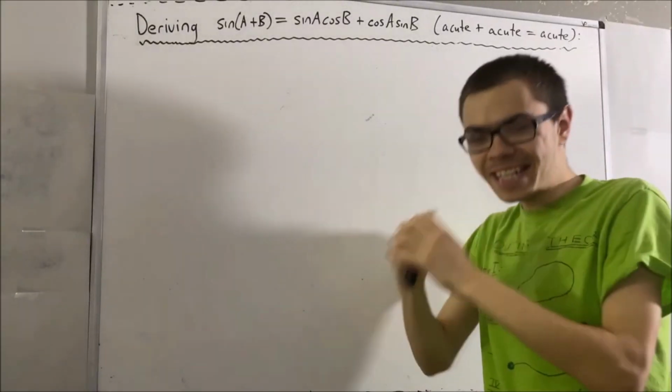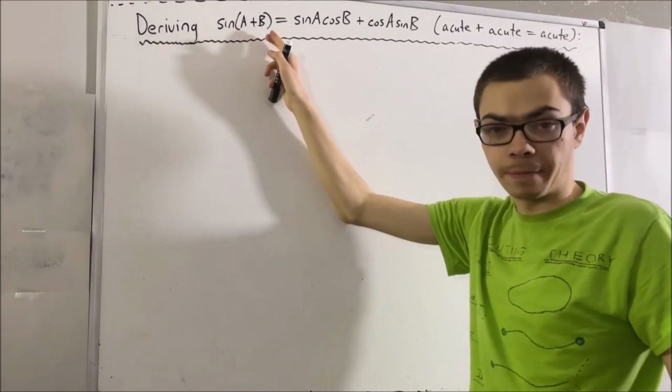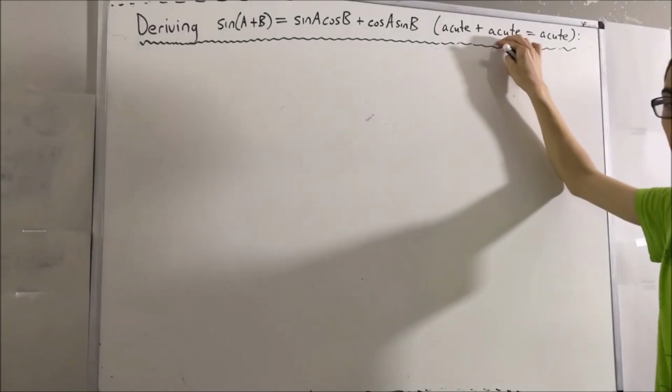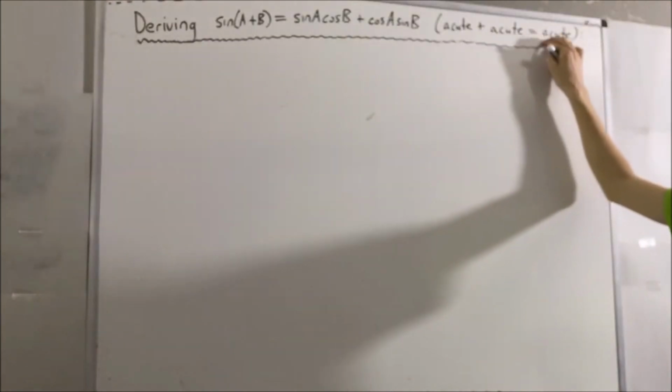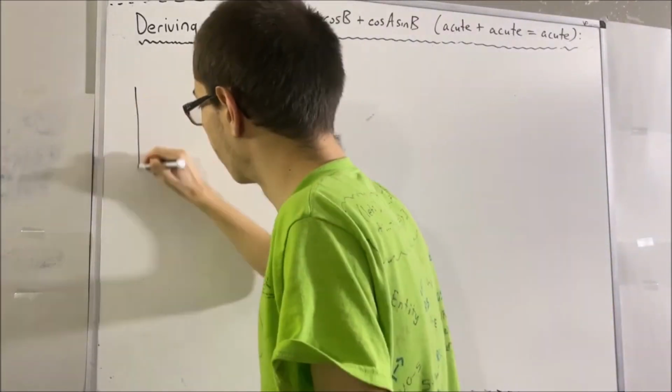Hello! In this video, we're going to derive the identity for sine of a plus b. And we're focused on the case where we have an acute angle plus an acute angle, which is an acute angle. And so let's draw a diagram of our angles.